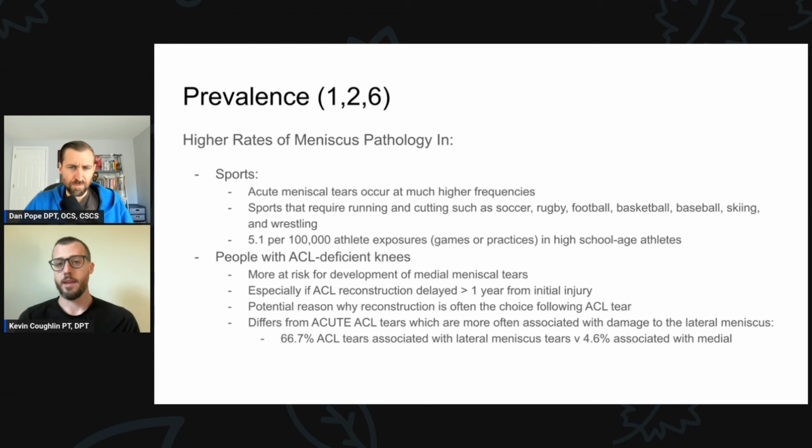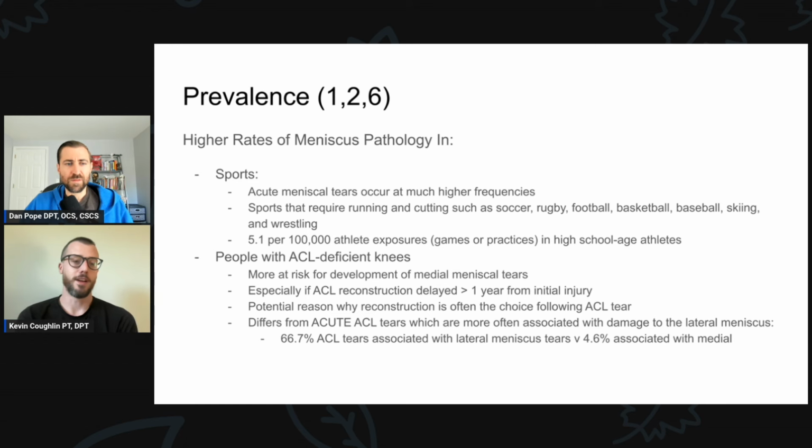So if you wait a long time to get your ACL reconstructed, maybe you have good reason to do that, but you just know that there is a chance that the meniscus is going to be suffering from a little bit more stress, and that may or may not be an issue long term. And that's potentially a reason why reconstruction is often the choice following an ACL tear, not just to return to sport, but to protect your knee long term. It's probably better for the long term health of your knee.